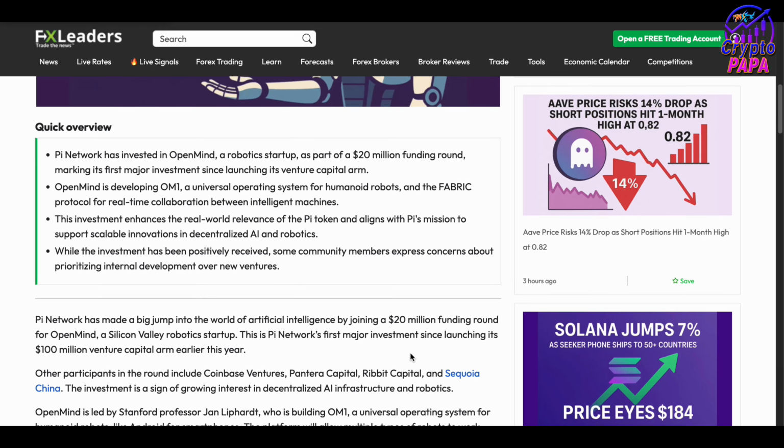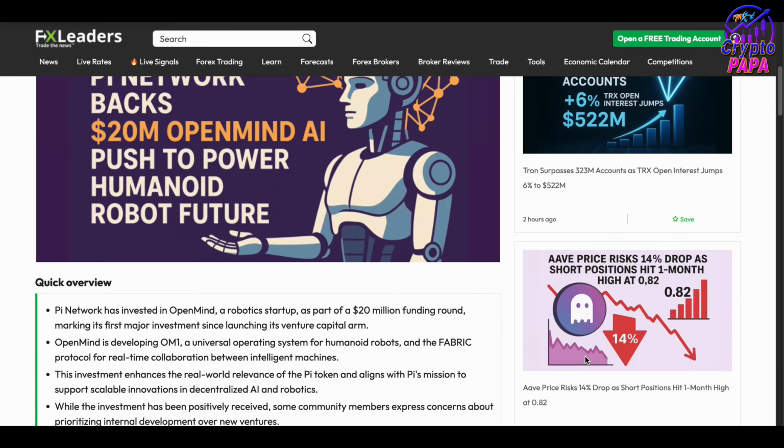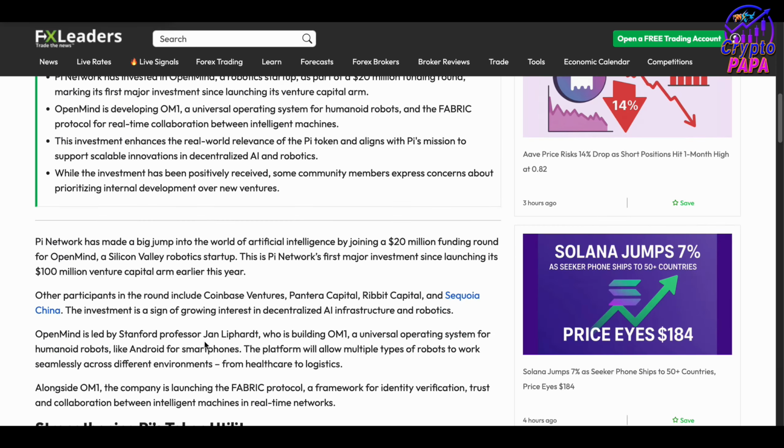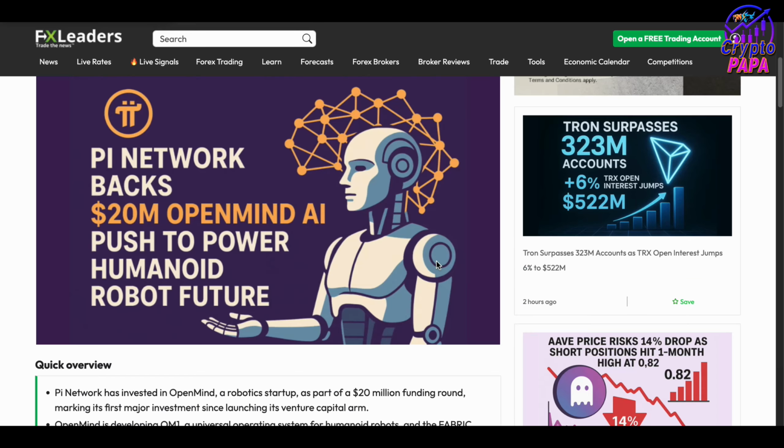So what is OpenMind? OpenMind is basically a robotics startup company led by Stanford professor Jan Lifford, who is building ONI, and they are doing a lot of things in different environments, from healthcare to logistics. So what can we expect from the Pi Core Team, the PCT? How can we expect them to give us a solid fundamental backup? And how is it going to push the Pi token's value?